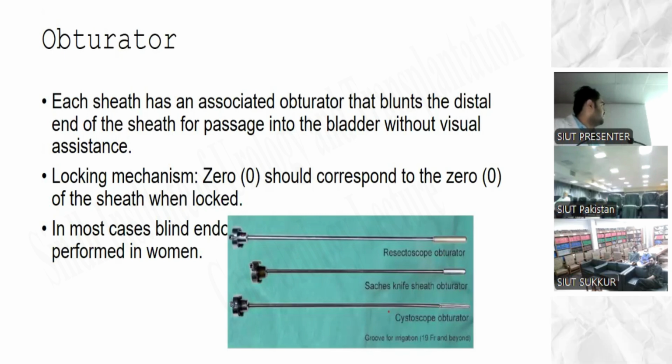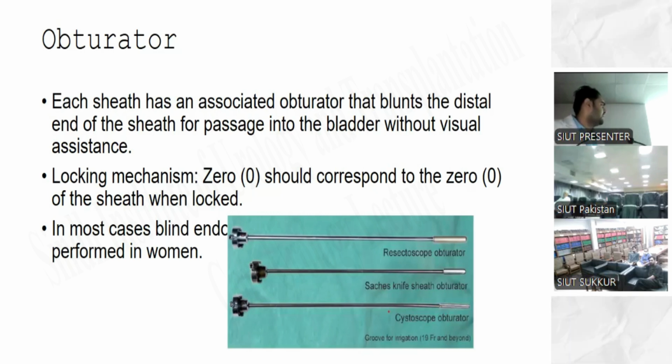And these are the obturators. Actually, this is an obturator of the cystoscopic sheath. This is the obturator of the resectoscopic sheath, used for TURBT, right? And this is a Secchi's knife sheath obturator for DVIU purposes.